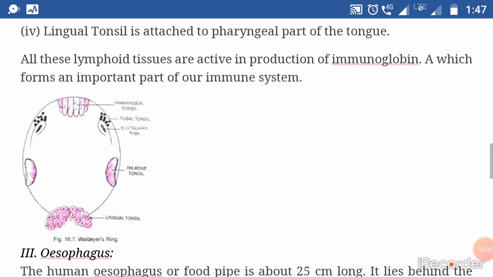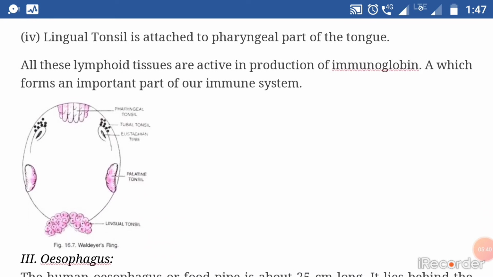So this is the Waldeyer's ring. In this ring, we can see the palatine tonsils, the lingual tonsils, eustachian tubes, and the tubal tonsils. So this is the arrangement in our oral cavity.